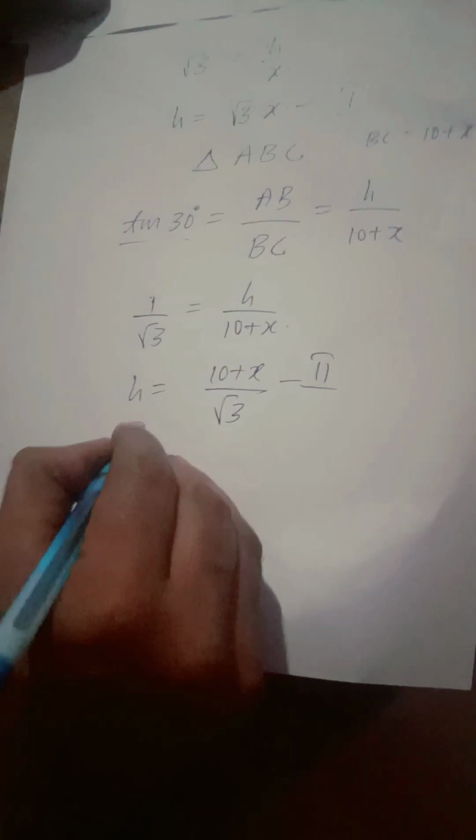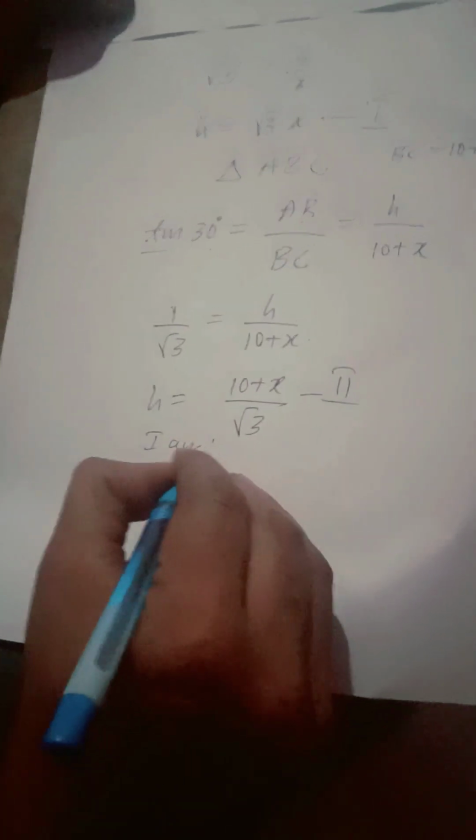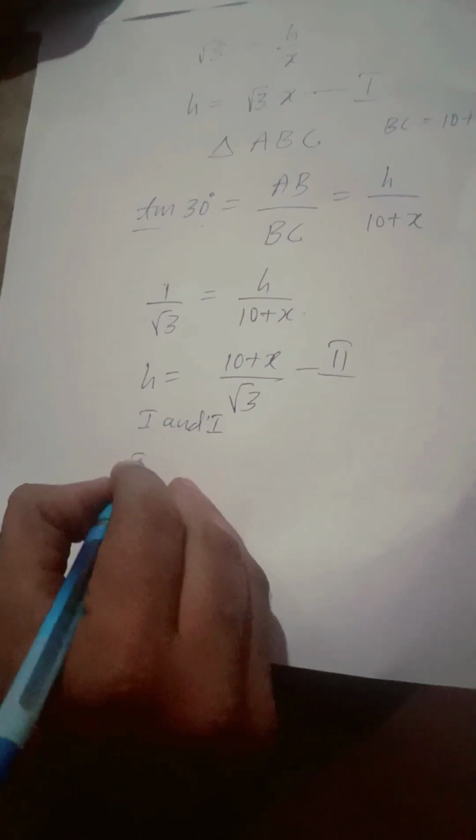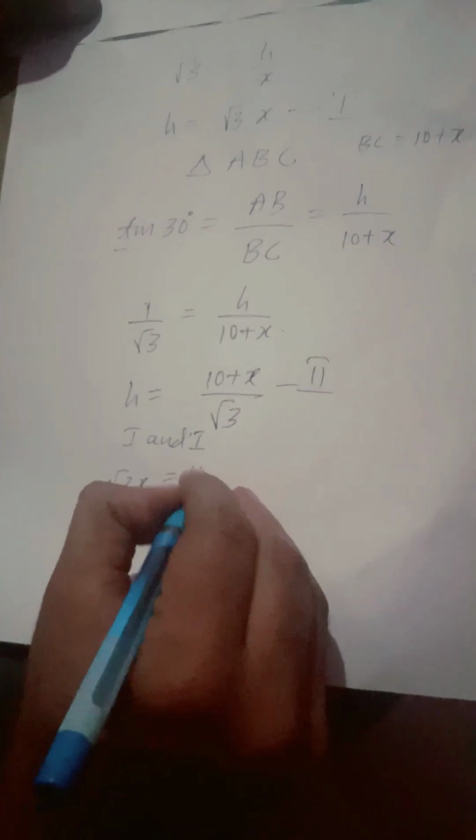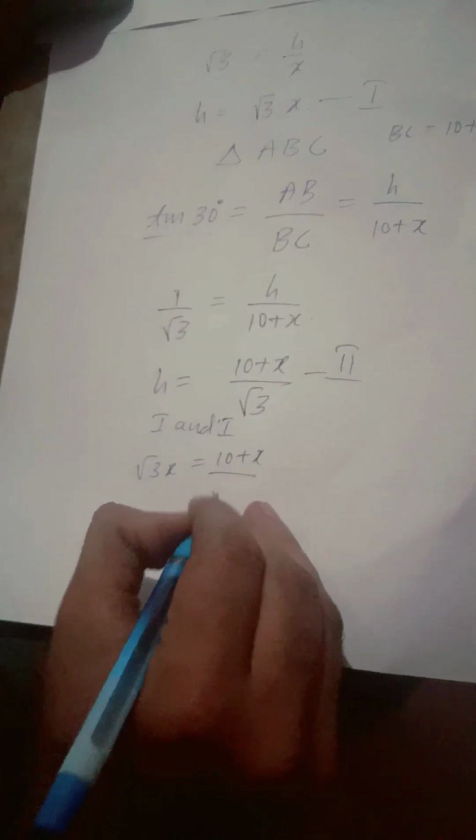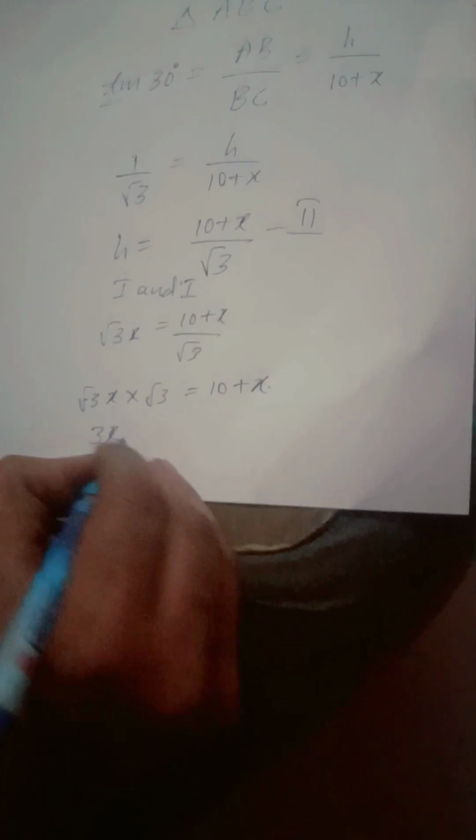But h is equal to root 3x. From the first and second equations, root 3x is equal to 10 plus x by root 3. Multiplying by root 3, root 3x into root 3 is equal to 10 plus x. Root 3 into root 3 is 3, so 3x is equal to 10 plus x.